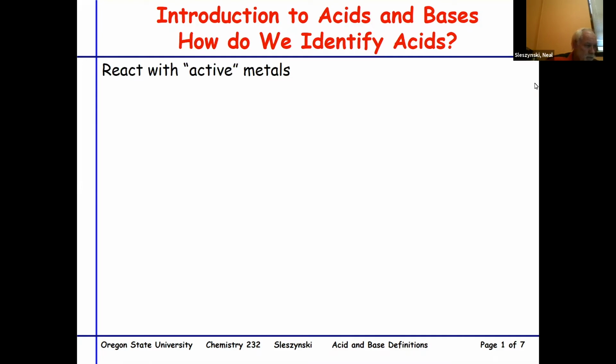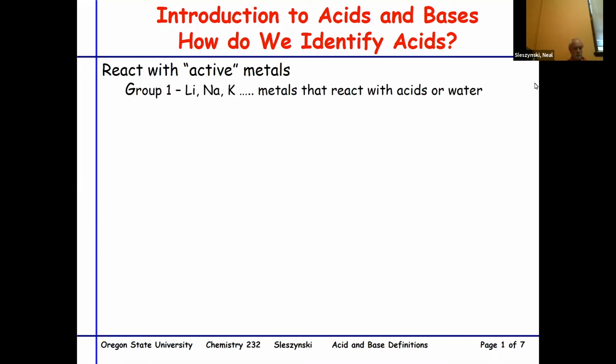The first is acids react with what are referred to as active metals. What are active metals? Well, active metals include group 1 elements, lithium, sodium, potassium, are metals that react with acids or even water, which can be classified as a weak acid in some cases. These elements oxidize during this reaction with acids and produce hydrogen gas.